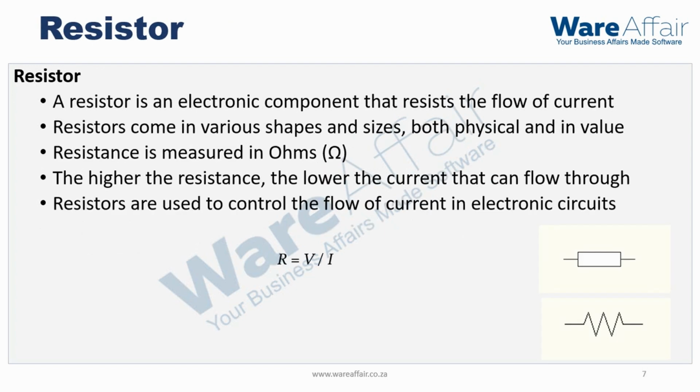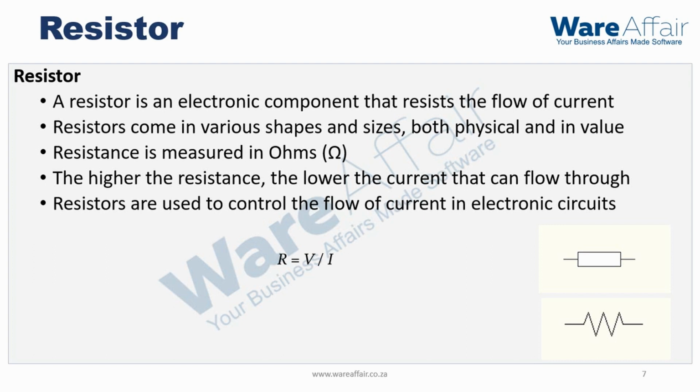And now we get to electronic components. First up is a resistor. A resistor is an electronic component that resists the flow of current. They come in various shapes and sizes, both physical and in value. Resistance is measured in ohms.